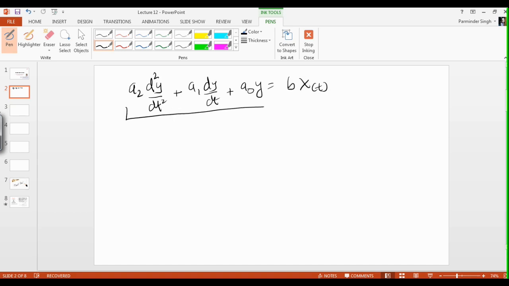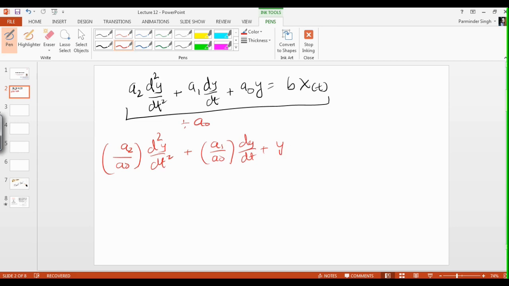So any system whose dynamics is represented by the second order is your second order system. Now in this, if we divide the entire equation by a naught, what do we have? We have a2 by a naught d square y by dt square plus a1 by a naught dy by dt plus y equal to b by a naught times xt. Clear? Now this term is tau square, this term is 2 zeta tau, and this term is kp.